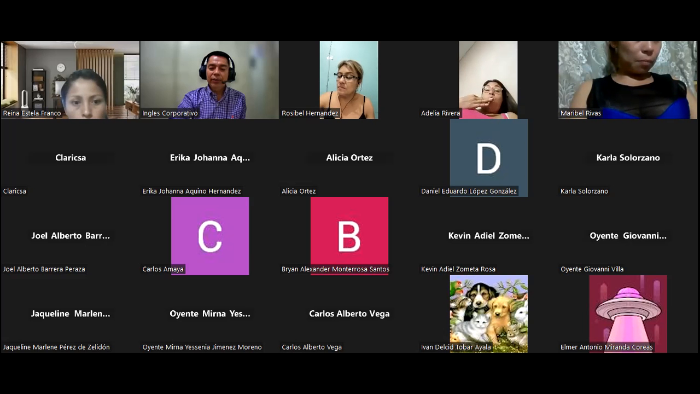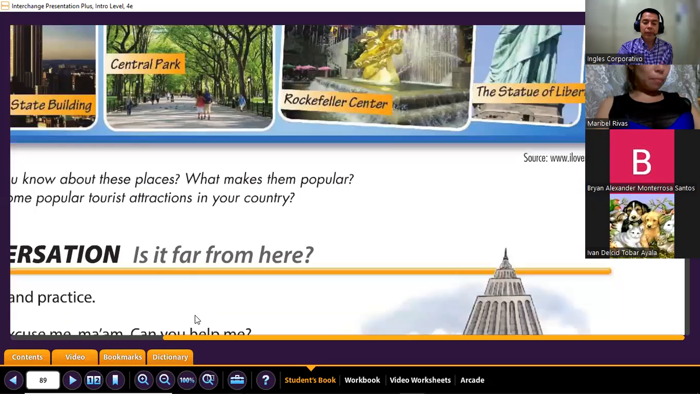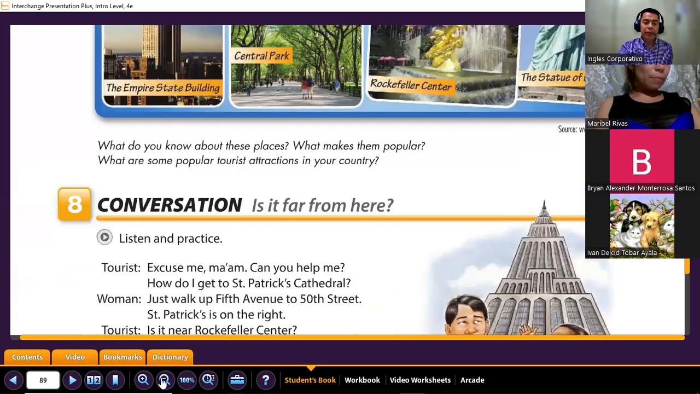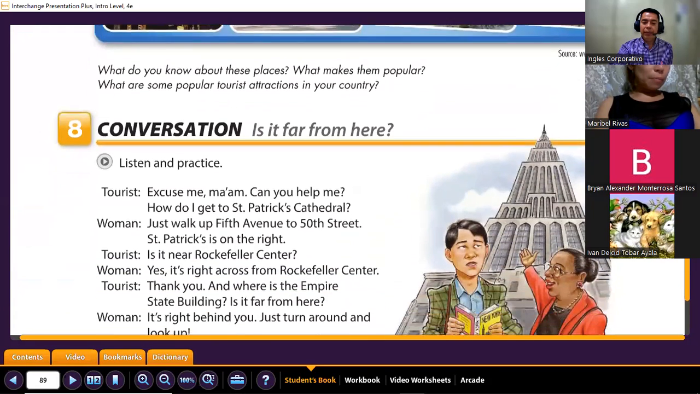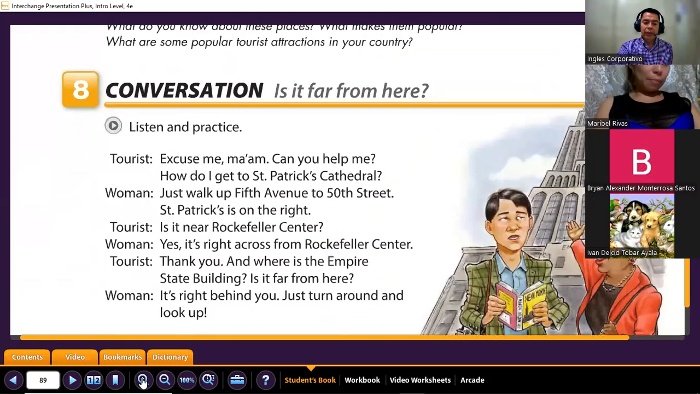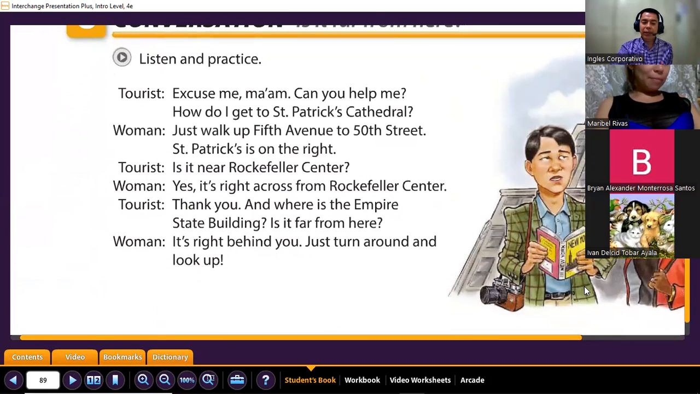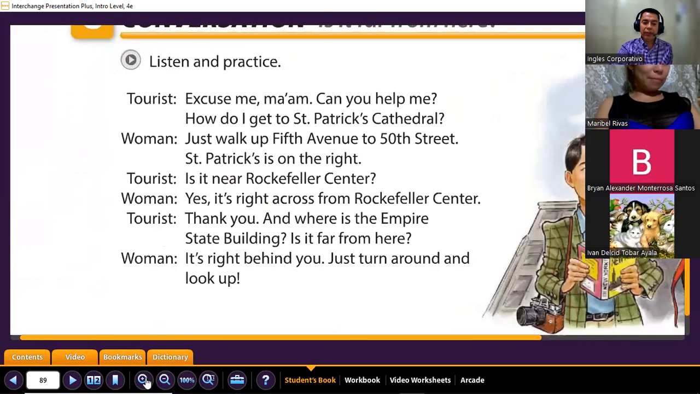Ahora vamos a ver los imperativos aquí. Let me see. The imperatives. Ok, pero vamos a pasar lista antes de eso. Vamos a agrandar y le voy a dejar la conversación acá.